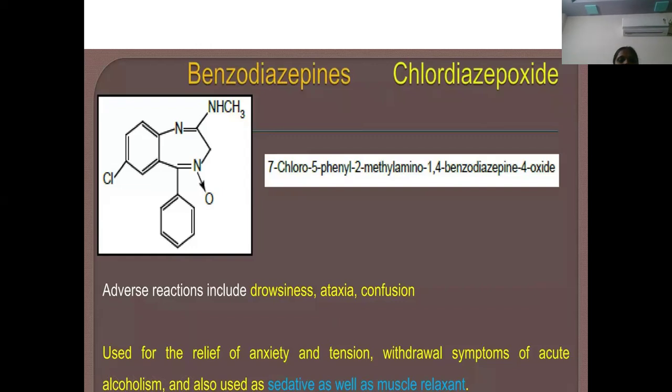Next, the adverse reactions include drowsiness, ataxia, and confusion. These are the uses for chlordiazepoxide. It is used for the relief of anxiety and tension, withdrawal symptoms of acute alcoholism, and also as a sedative as well as a muscle relaxant.